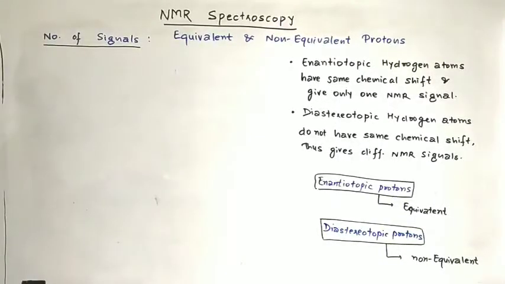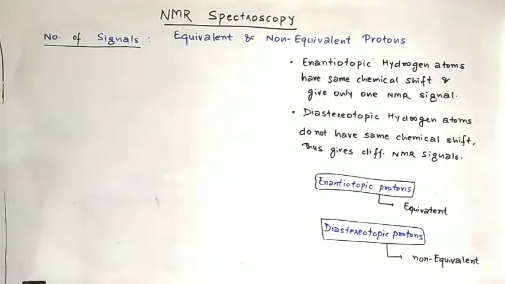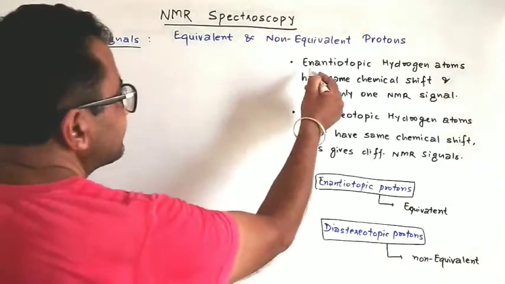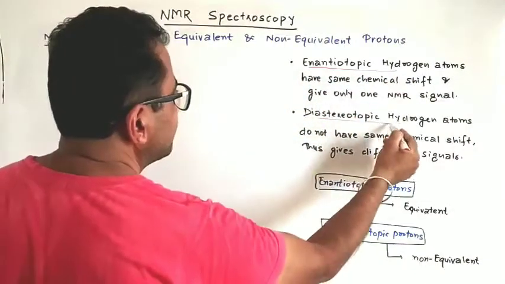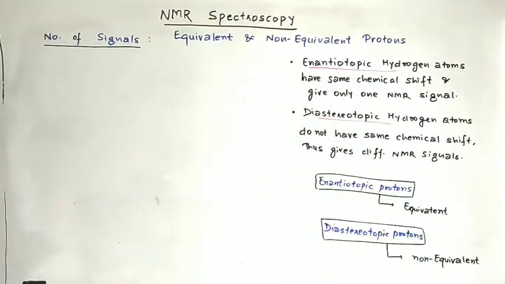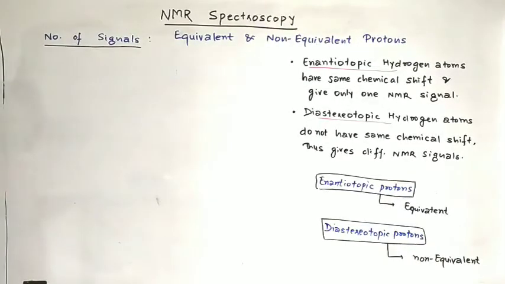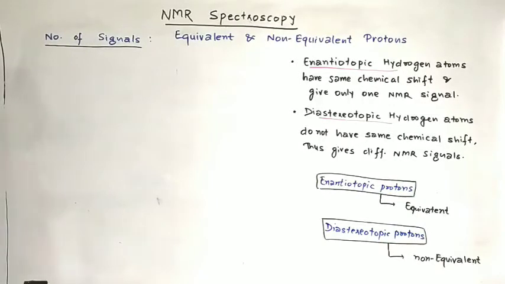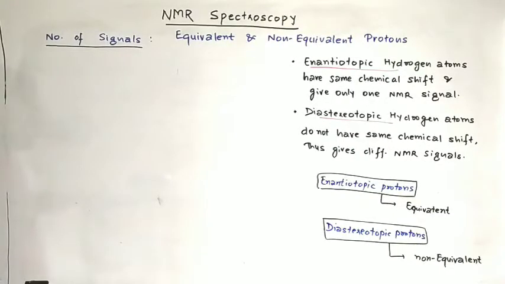Next is enantiotopic and diastereotopic protons. In this lecture we will discuss enantiomers and diastereomers. Enantiomers are the organic compounds which are non-superimposable mirror images of each other. And diastereomers are the organic compounds which are not the mirror image of each other. Or we generally say that diastereomers are the compounds which are not enantiomers.